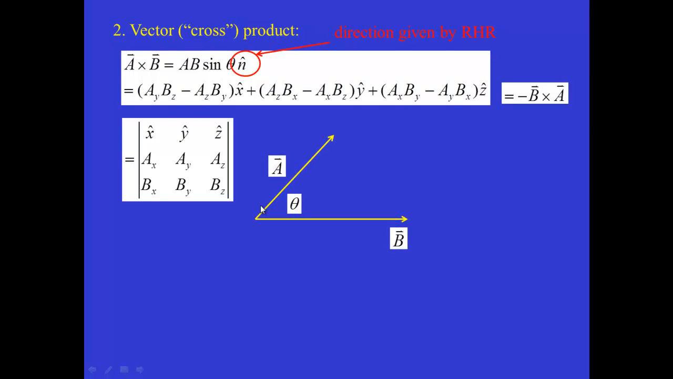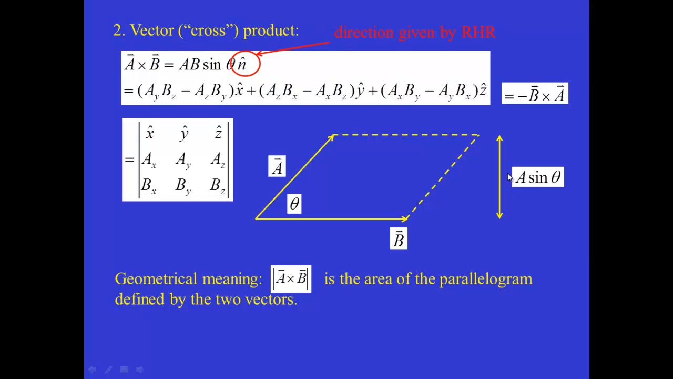Now, in order to determine a geometric meaning for the vector product, we draw the same tail-to-tail sketch, and notice that if we were to extend each of the two vectors, in other words, from the tip of A, if we apply B, and then from the tip of B, if we head in the direction of A, we define a parallelogram. And the height of that parallelogram is A times the sine of theta. So, A times the sine of theta times the magnitude of B would give us the area of the parallelogram, which means that the magnitude of the cross product is the area of the parallelogram defined by the two vectors.